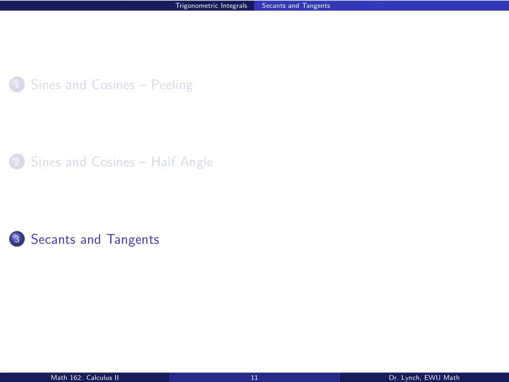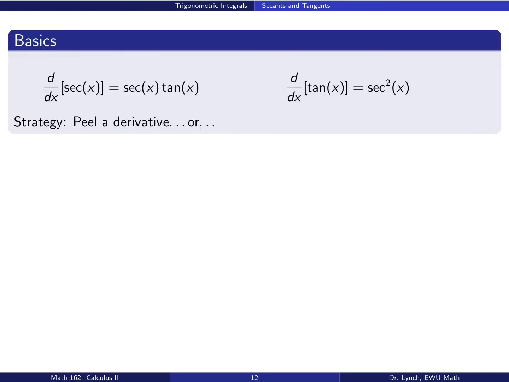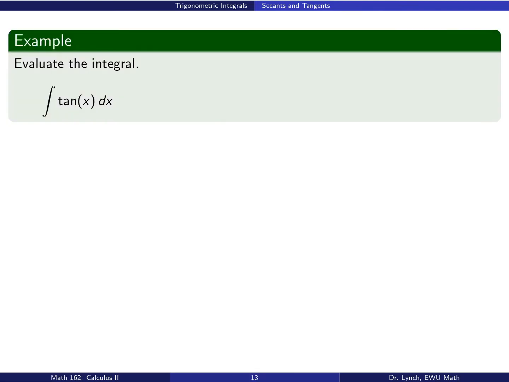Okay, let's go ahead and talk about secants and tangents, and we'll just sort of go through all of these secant and tangent integrals individually. Here's the first one. In general, we can try to peel a derivative. Oftentimes that doesn't work though, so we'll have to use a different route. Let's have a look at the integral of tangent x dx.